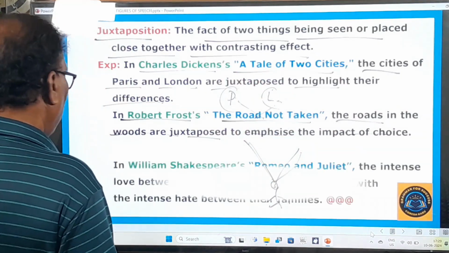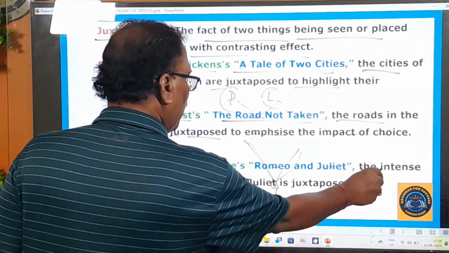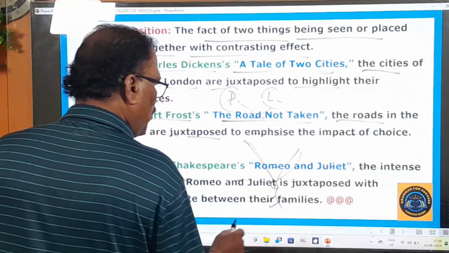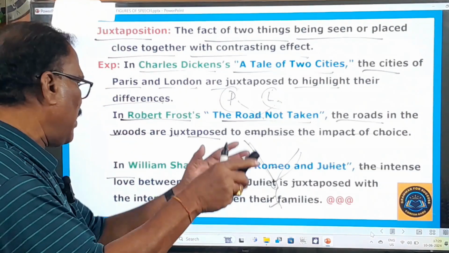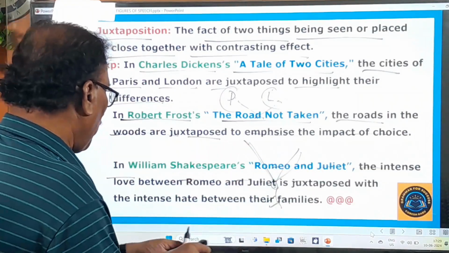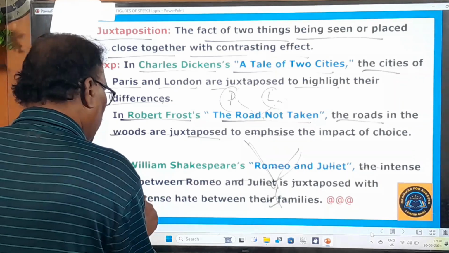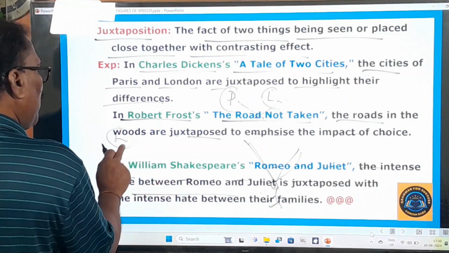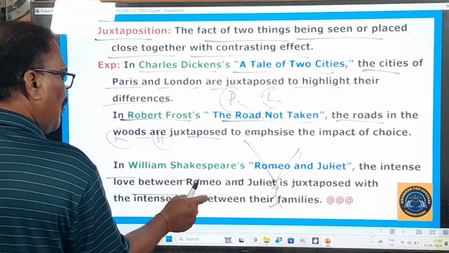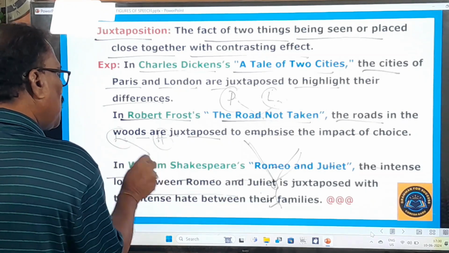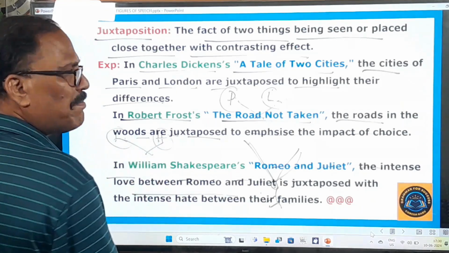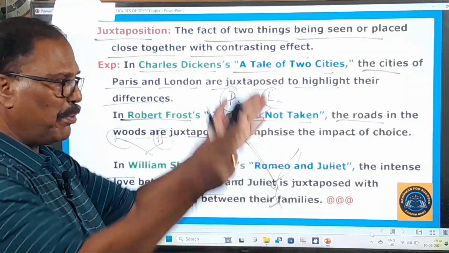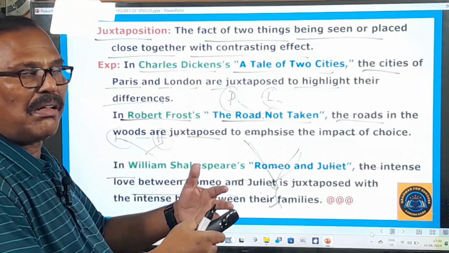And in William Shakespeare's Romeo and Juliet, the intense love between Romeo and Juliet is juxtaposed with the intense hate between their families. So love between Romeo and Juliet and hate between their families. These two things are juxtaposed. Love and hate, two things are put side by side. The story runs like that.